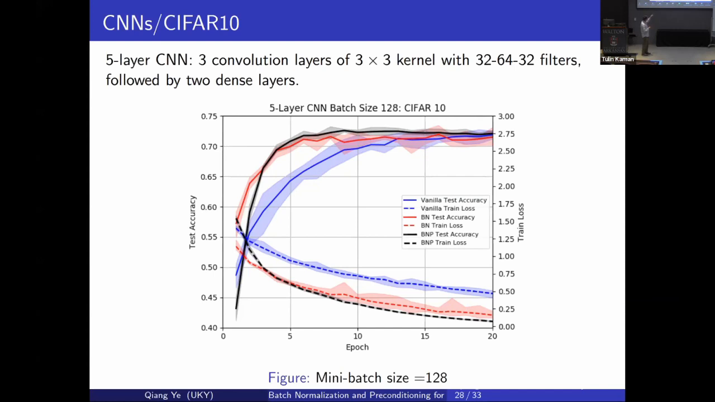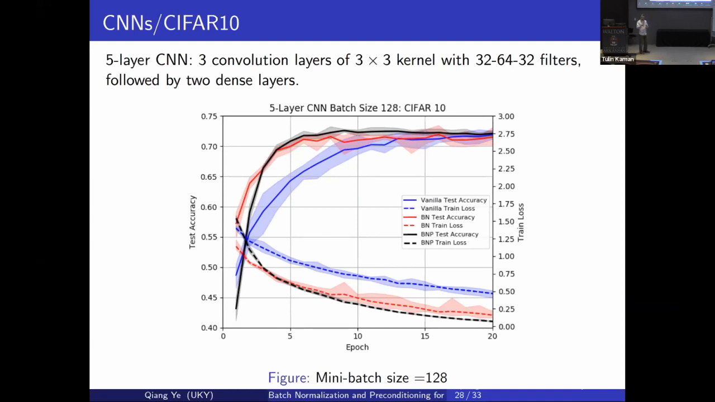The dashed lines are the training loss against the epochs. You see all three converge. The blue line is the vanilla network, and the red line is BN, which improved quite significantly. BMP is actually doing a little bit better in training than BN, the black line there. The shaded area is the range, the maximum and minimum over 5 random runs.